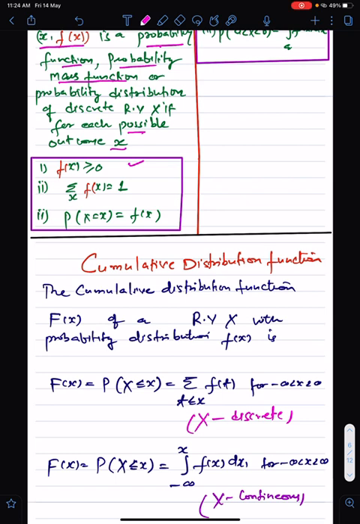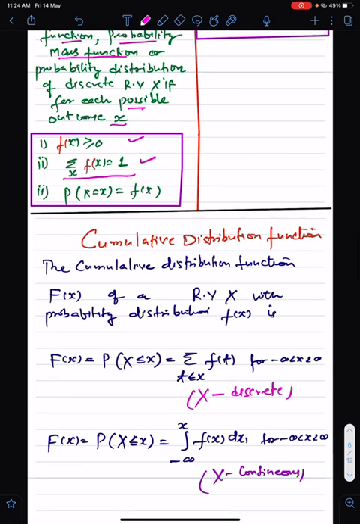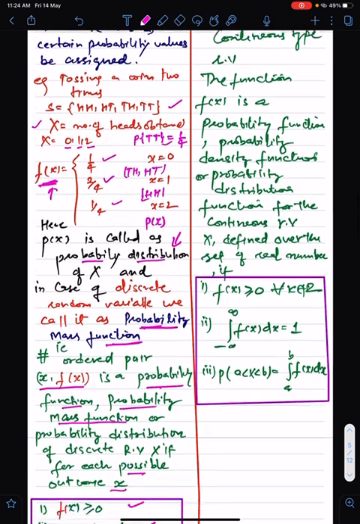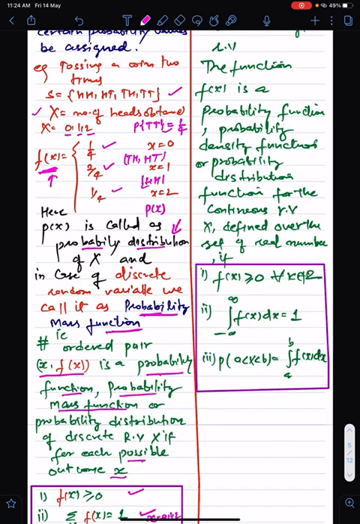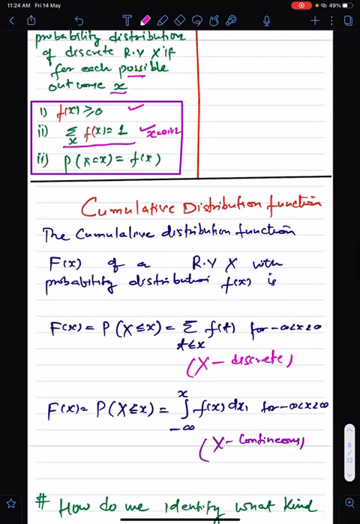Second, the summation of all the probabilities equals 1. This property is written in this form: the summation over x, where x is, in our example, 0, 1 and 2, gives the value 1. You can see it here as well: 1 upon 4, 2 upon 4, and 1 upon 4. When you sum all these values, you get 1. This is what the second property is saying. And you define p of x, that is, the probability at any point, equal to f of x. This is how you define this function.